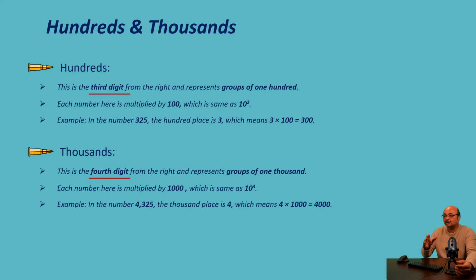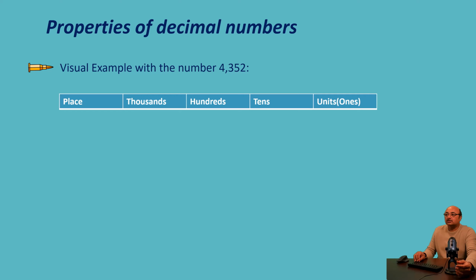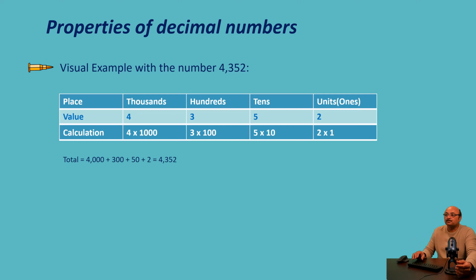So similarly, example 4352. Let's talk about this in terms of visualization, right? So we have this number 4352. What are the coefficient values? For 1000 place the coefficient is 4, for 100 place 3, for tens place 5, for units place it is 2. And then when we do the calculation, it is 4 into 1000, 3 into 100, 5 into 10, and 2 into 1. And the total, that's what you get. 4000 plus 300 plus 50 plus 2. That gives you 4352. Okay.